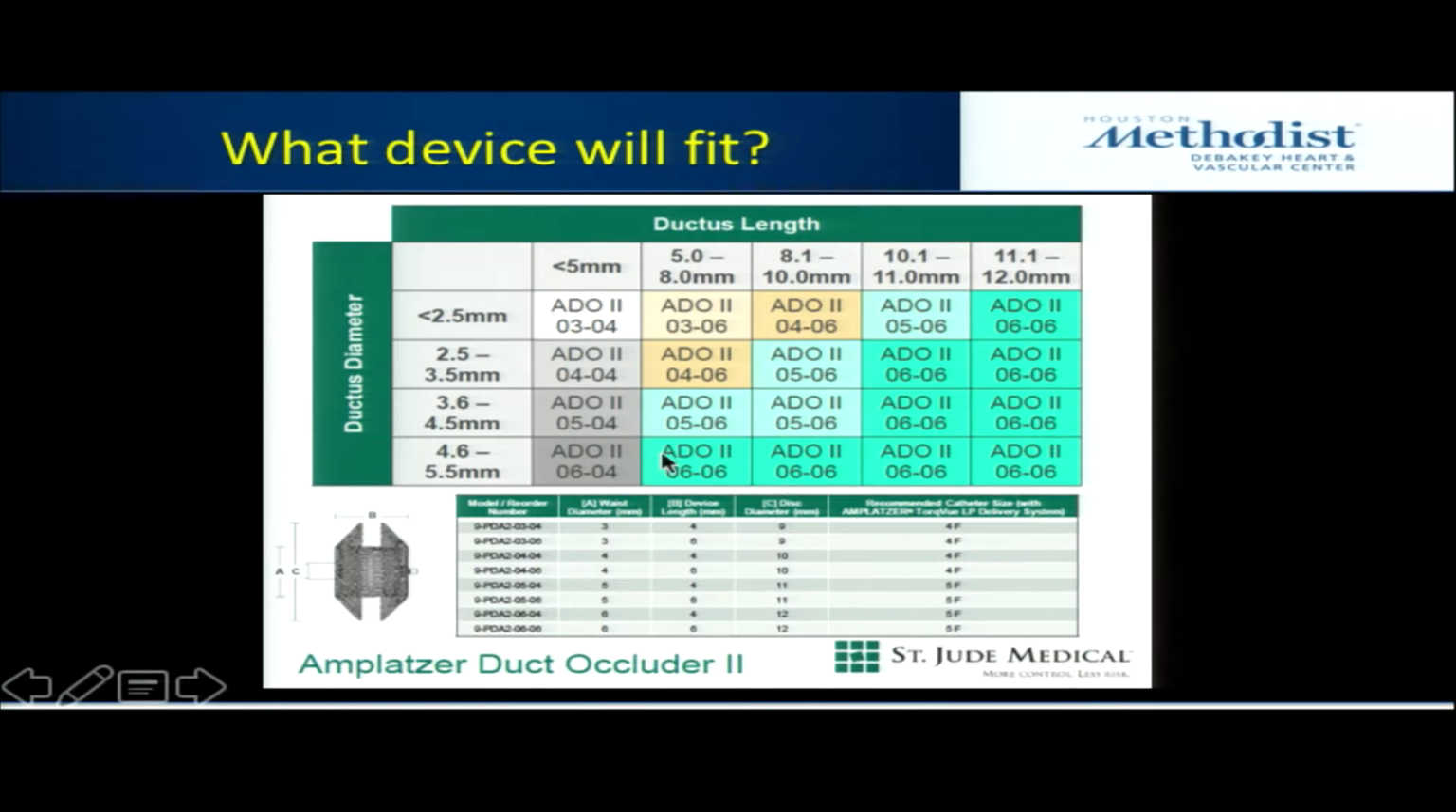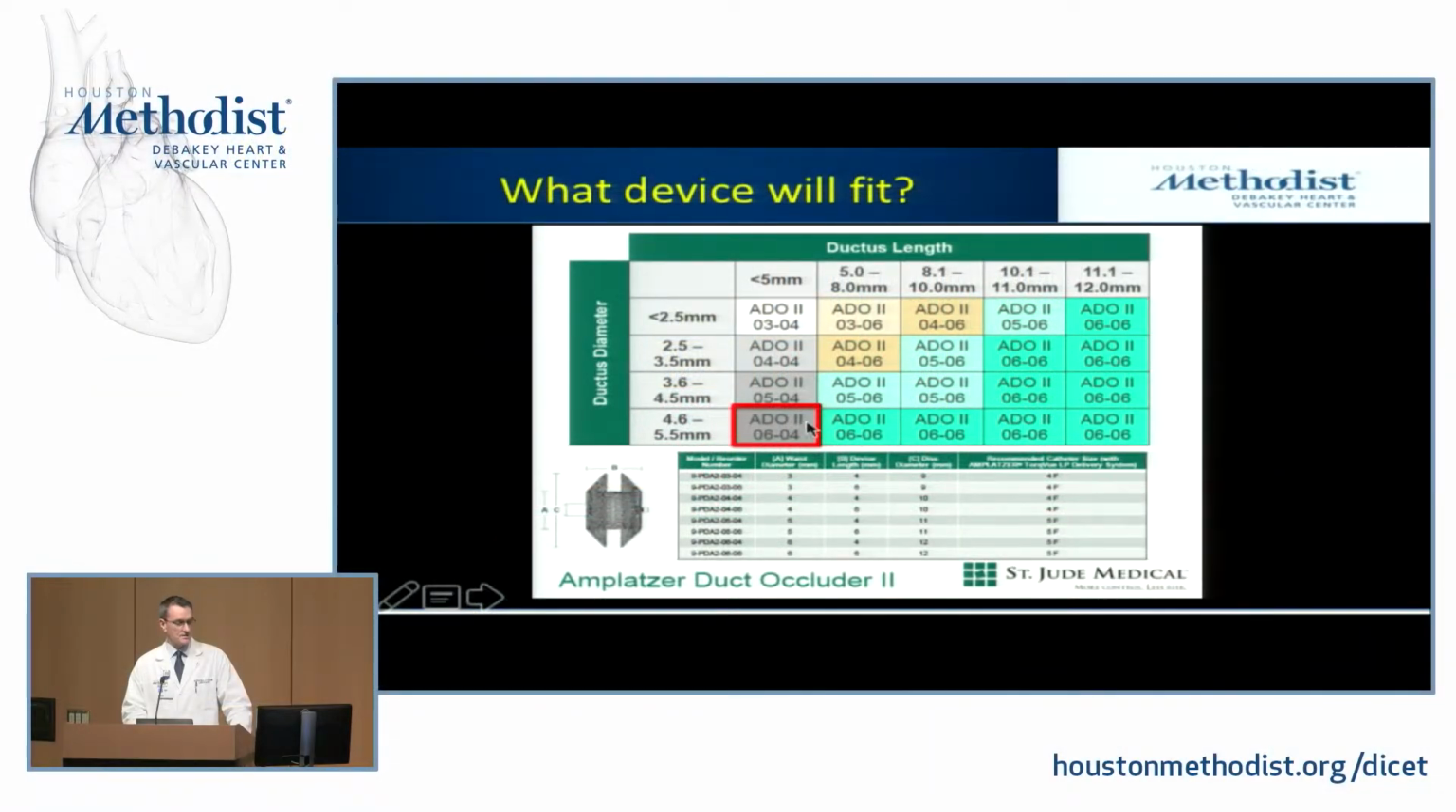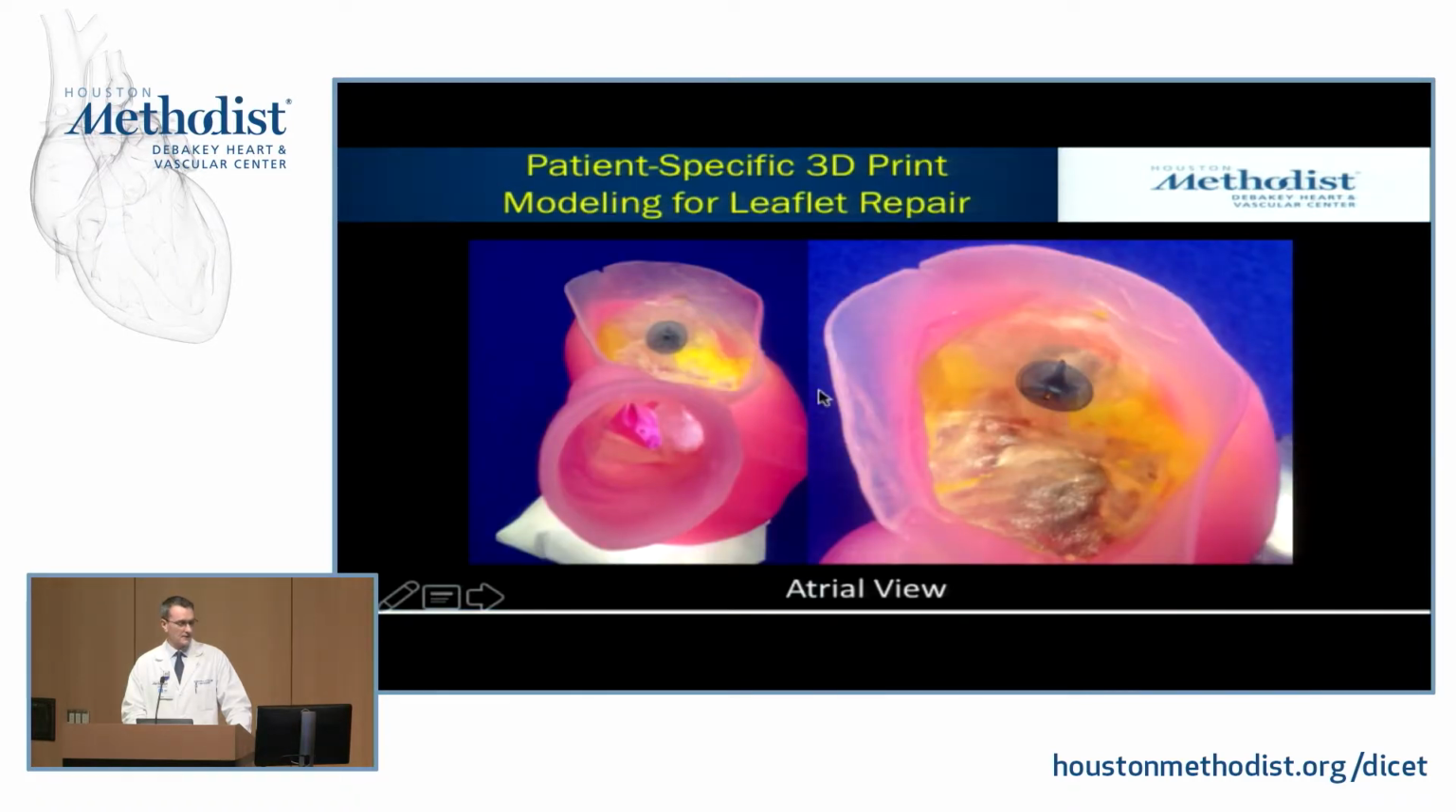So we met with our device reps and said, you know, this is sort of a Goldilocks moment, what size is going to fit, what's not, what's too big, what's too small. Finally said, well, this one is a reasonable looking device size based on the defect that we've identified. We put that device, a non-sterile version, through the defect, looked from above. It wasn't going to interfere with the coaptation zone. There's no cords in that area.